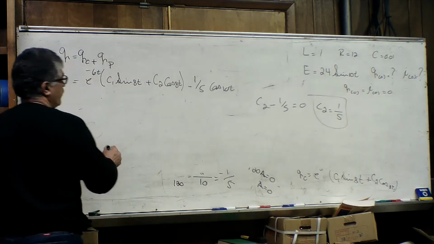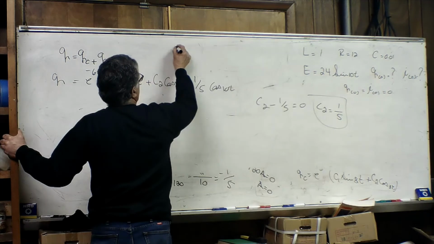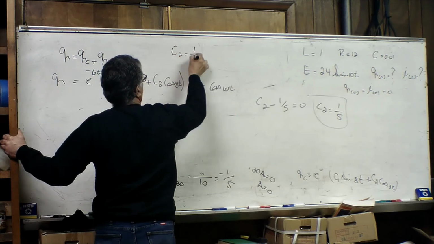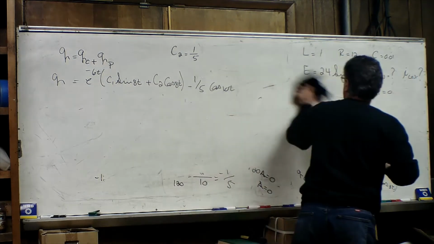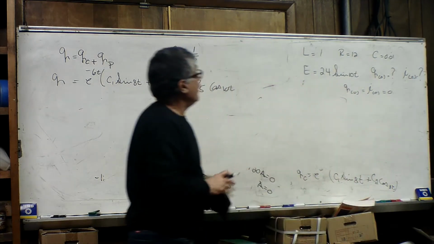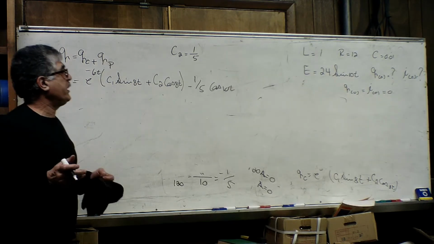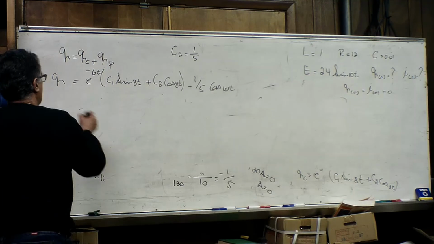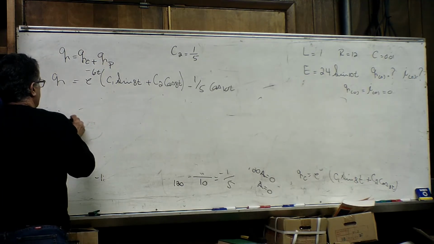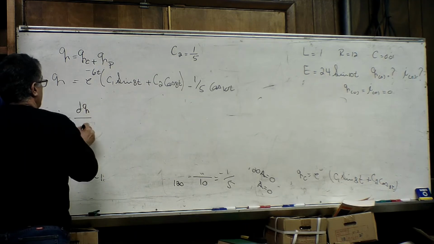Let me write that value, C2 is equal to 1 over 5. And to find the current, we know that the current by definition is the rate of change in charge with respect to time. So the current is equal to the derivative of q with respect to time.